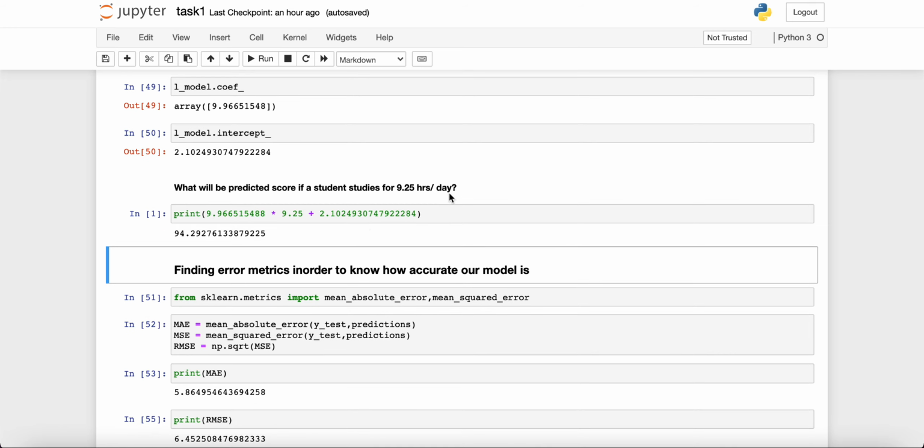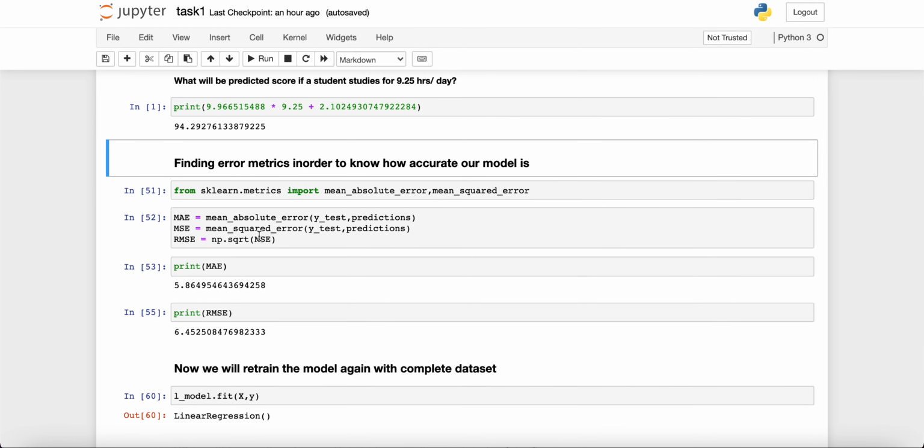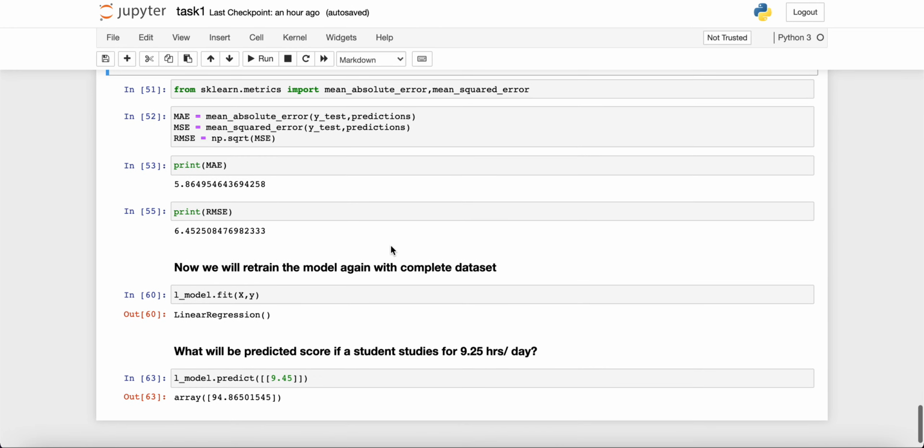And this is a question given to us: if a person studies for 9.25 hours per day, what will be his score? As we know, y equals mx plus c is the linear regression model. So this is my m which I got from the coefficient, and 9.25 is the question, and the intercept. So my score which I got is 94.29. Now I did some error metrics to know how accurate my model is. I imported mean absolute error and mean squared error from sklearn metrics, and found that my mean absolute error is 5.86 and root mean square error is 6.4.